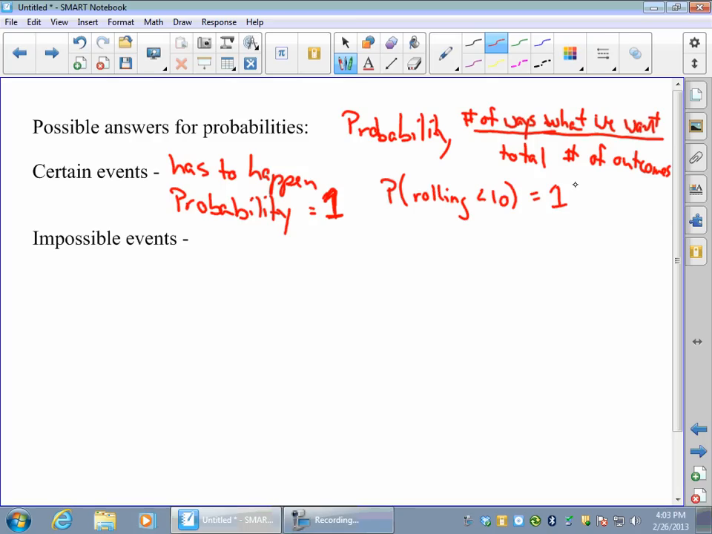Because how many ways can I get something less than 10? Well, I could roll a 1, a 2, a 3, a 4, a 5, or a 6. So 6 ways to get what I want out of 6 total outcomes. 6 over 6 is 1. An impossible event is obviously something that can't happen. And so that probability is going to be 0.